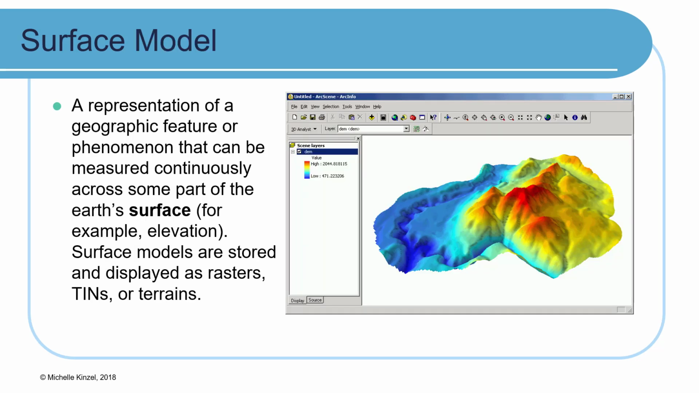A surface model is a representation of a graphic feature or a phenomenon that can be measured continuously across some part of Earth's surface. Here we see an example of elevation, and you can see in the table of contents that we have low and high values, and the higher values are reds and oranges. The low values go down into the shades of blue, and surface models are stored and displayed as rasters, TINs, or terrains.